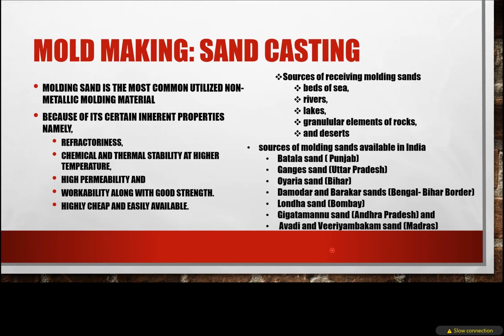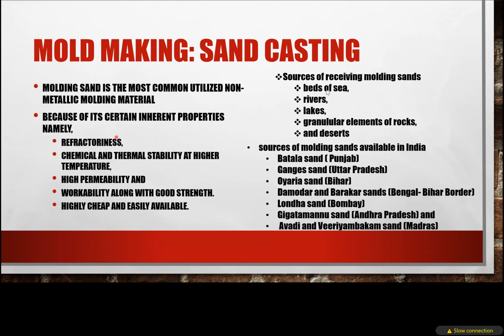So for mold making in sand casting, sand is the most commonly utilized non-metallic molding material, because of these properties: refractoriness, chemical and thermal stability at high temperature. So what are the sources of this sand? Where do we get it? What are the sources of this molding sand?